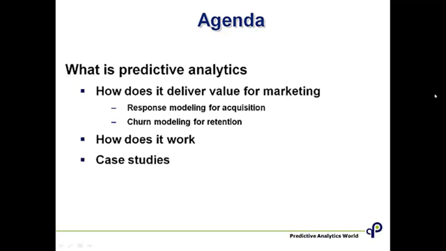Today, with regard to marketing, we'll focus mostly on two application areas: response modeling for acquisition, that is predicting who's going to respond in order to target direct marketing, and churn modeling, predicting who's going to leave, churn, attrite, defect, essentially synonyms, in order to target retention, to try to keep those customers around.